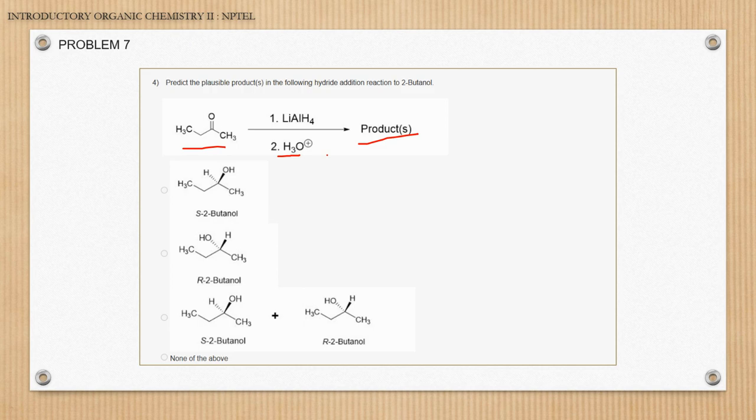Any guesses? See both. Okay. Any other answer? Okay. But SN are protected. Huh. So here what will happen? See, lithium aluminum hydride is a reducing agent. So it will reduce your ketone. It will reduce the ketone and aldehyde.